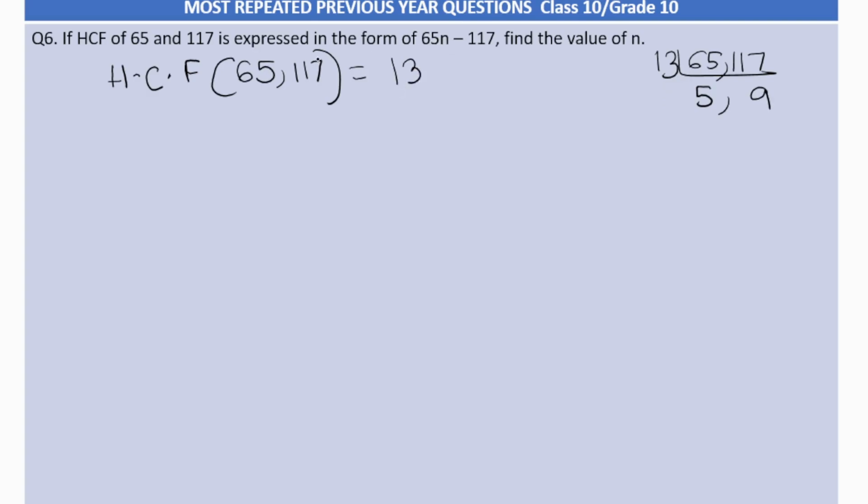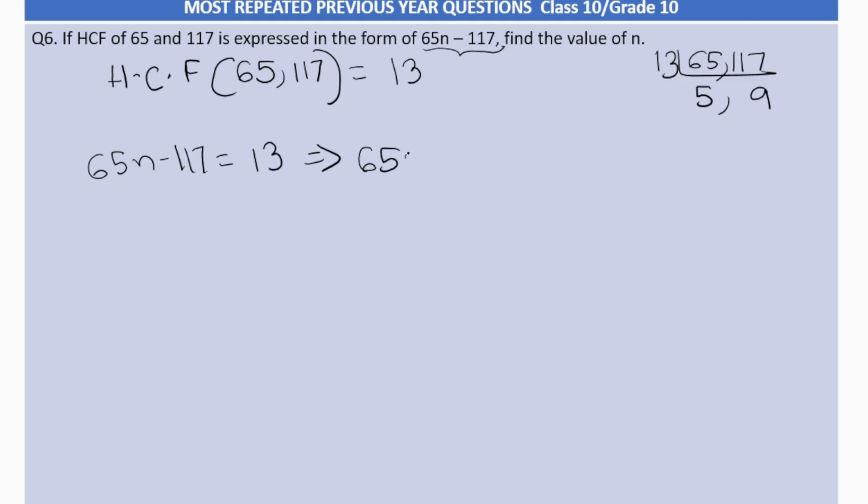Now we have to equate. What is the question saying? The HCF of 65 and 117 is expressed in the form of 65n minus 117. So 13 needs to be equated with this particular expression. Then only we will get the value of n. So let's equate this. Let's write 65n minus 117 and equate it with 13. This way we can easily find it.